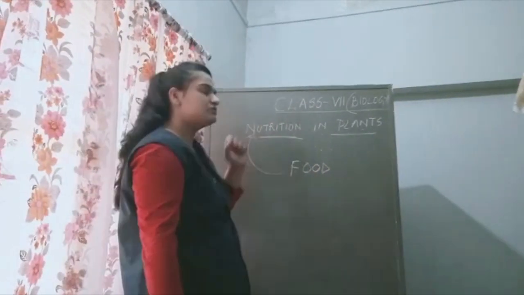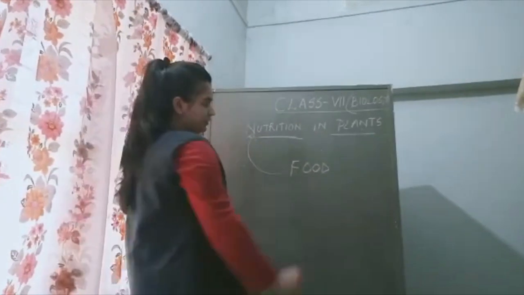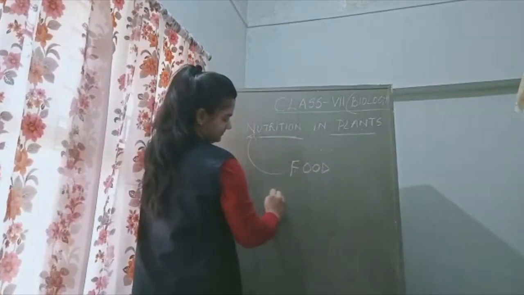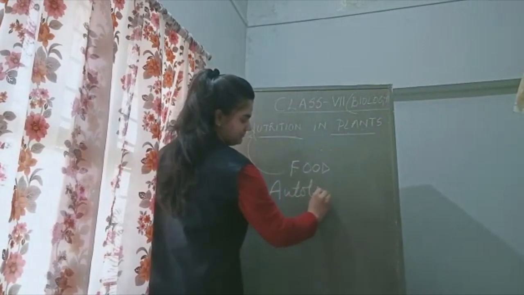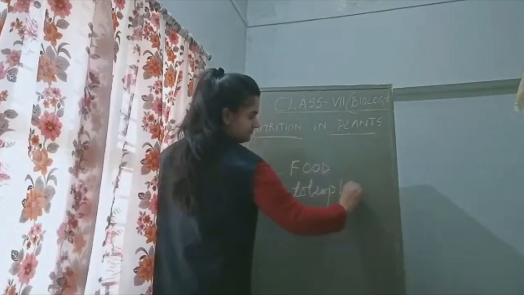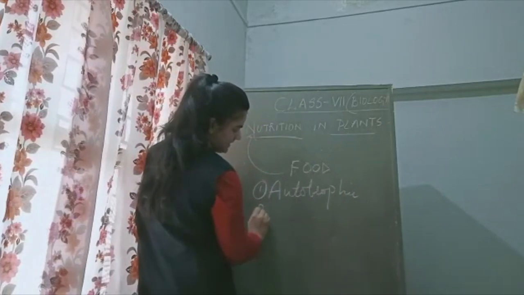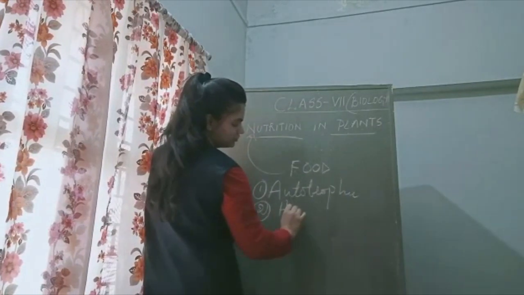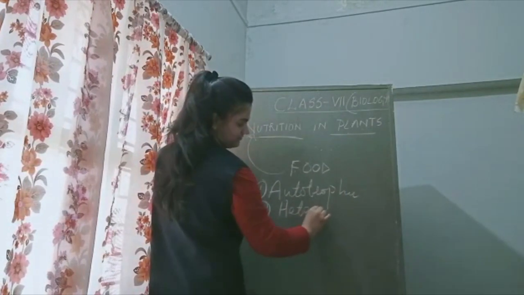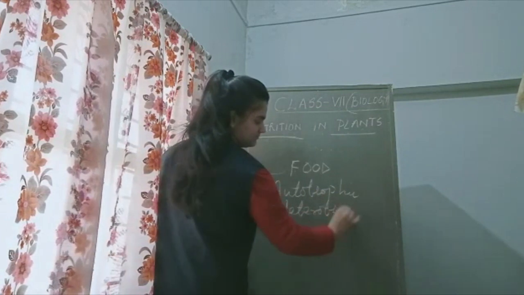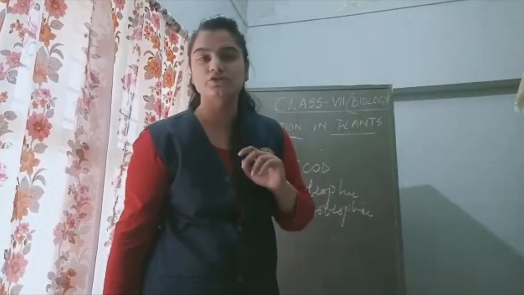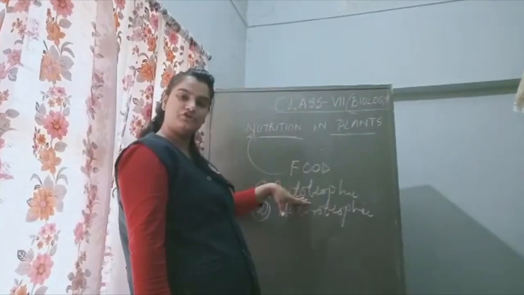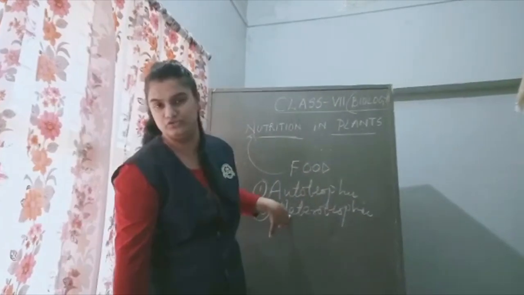Now, coming to the different types of nutrition. Nutrition mainly is of two types. One is autotrophic nutrition. The second one is heterotrophic nutrition.